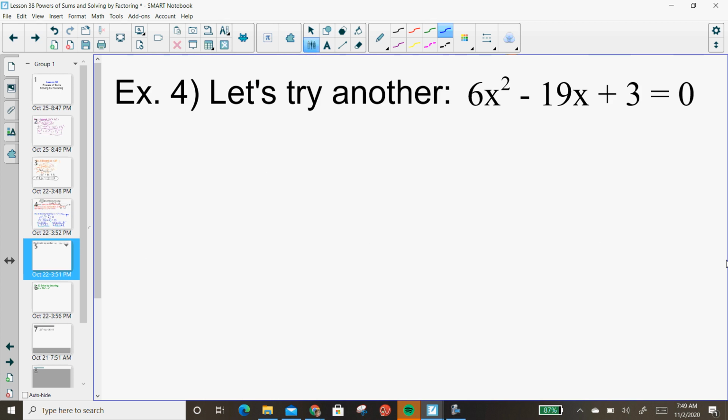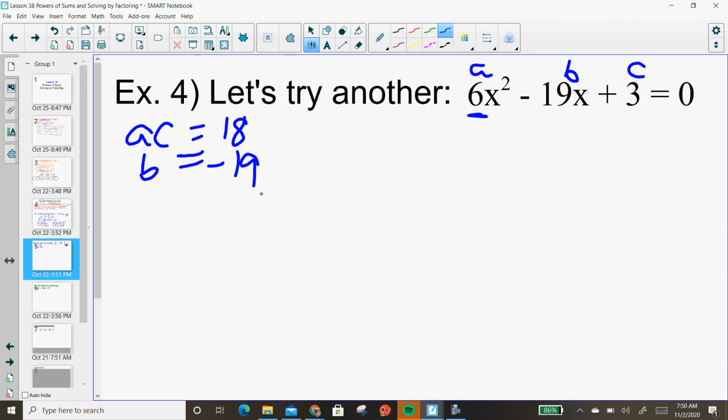Okay, so let's try another one here. So is this already equal to 0? So we can factor it, but this one is not going to be as easy to factor. This one, we don't have a GCF, so we don't start with 1x squared. So we have to use that AC method, where this is A, B, and C. So A times C is 18. We need two things that multiply to be 18 and add to be -19.